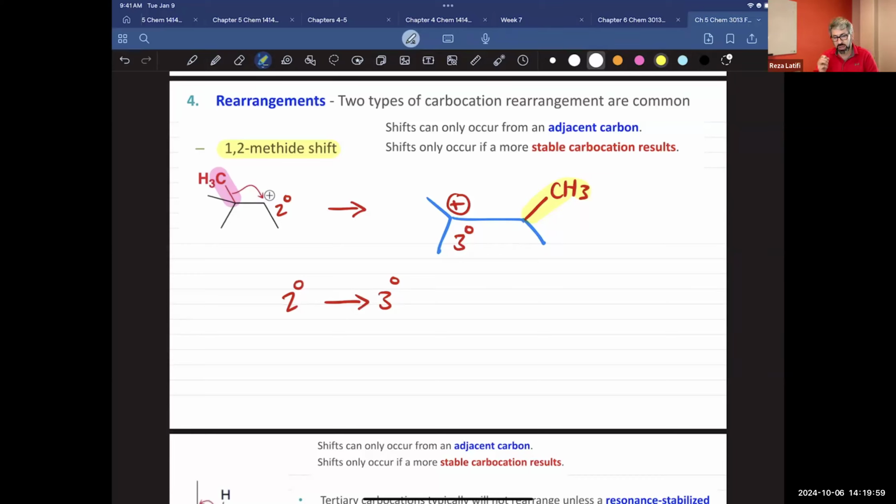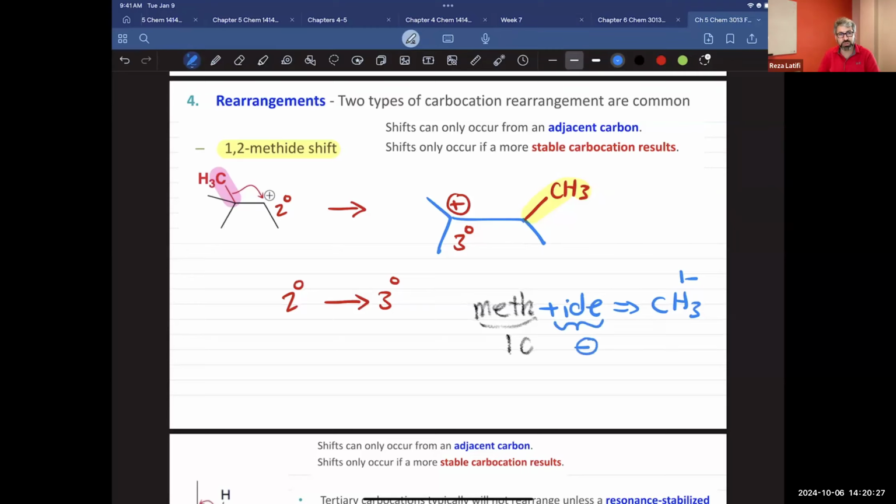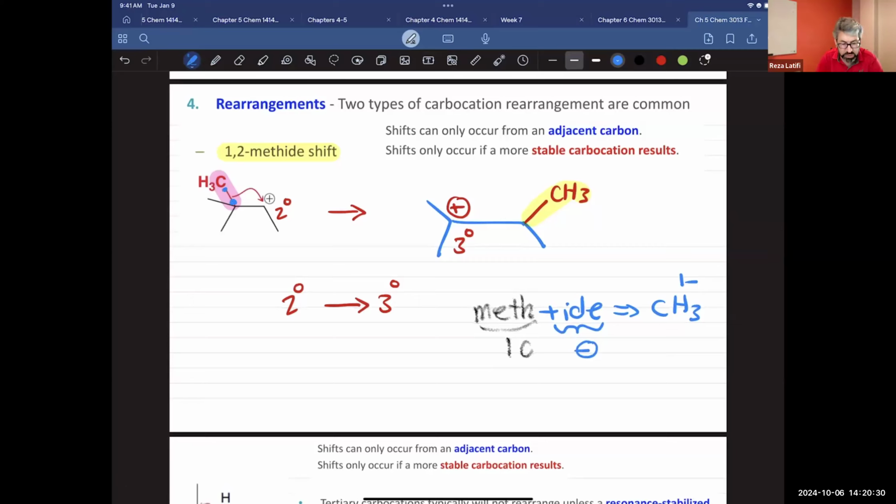methide shift. Why methide? Methyl, METH represents one carbon, but when you add IDE to it, you want to say that I shift this carbon with 3 hydrogens that has a -1 charge. So IDE stands for a negative charge. That means you moved those 2 electrons with the carbon. That's the reason we call it methide, like hydride. Hyd stands for hydrogen, IDE stands for negative charge.